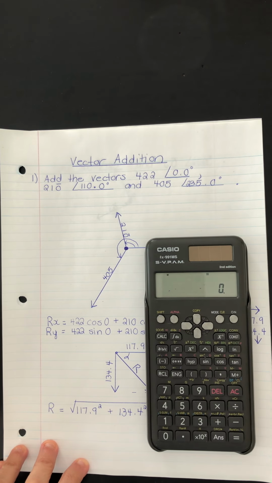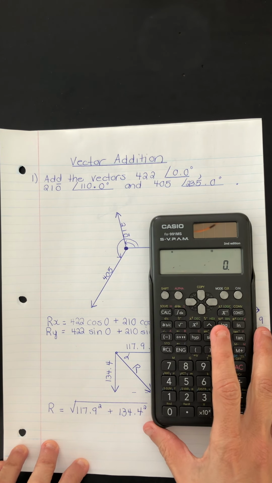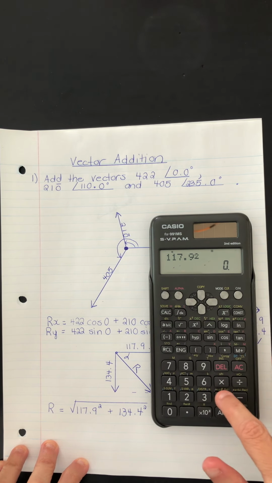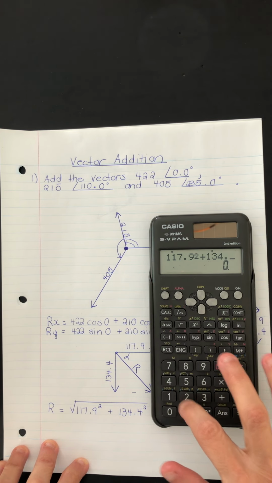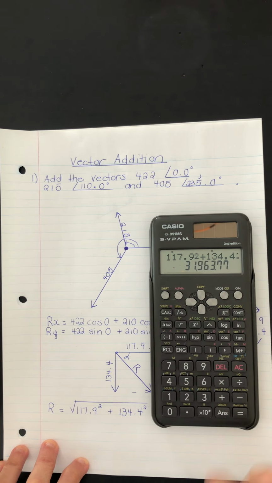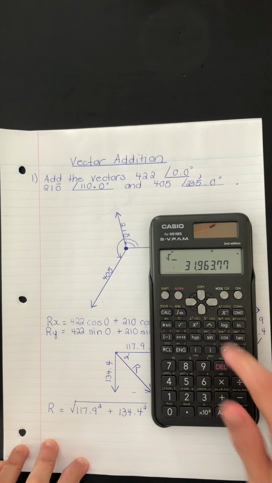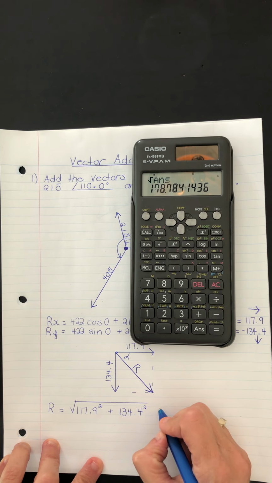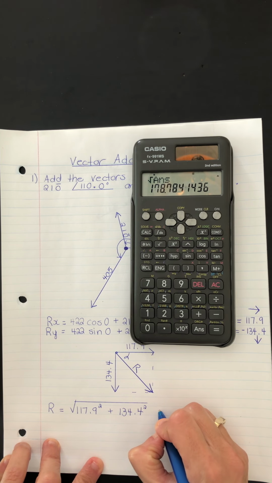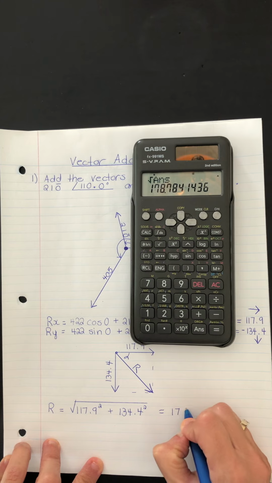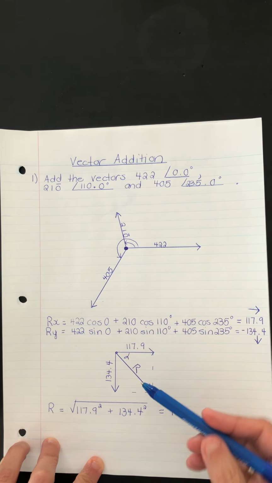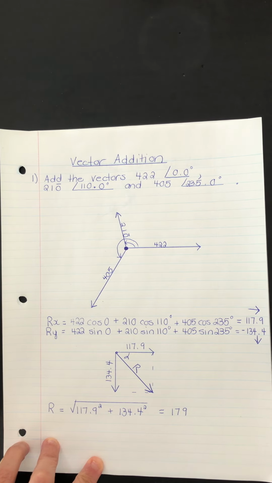So let's try that. 117.9 squared plus 134.4 squared is equal to this number. Take the square root and I'm gonna have 179. So we're gonna use 179 as our answer for R. If these were all forces in newtons, this would be 179 newtons, for example.